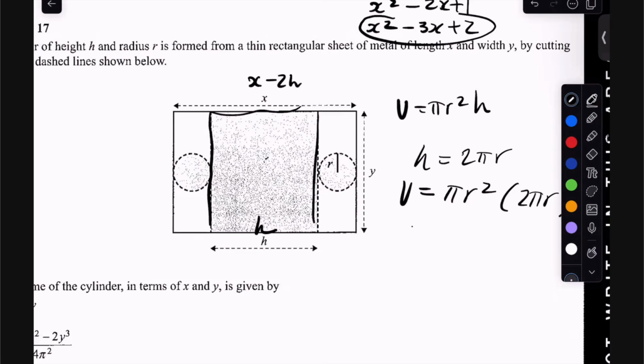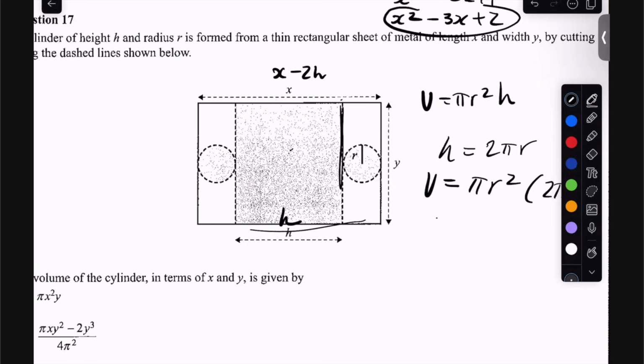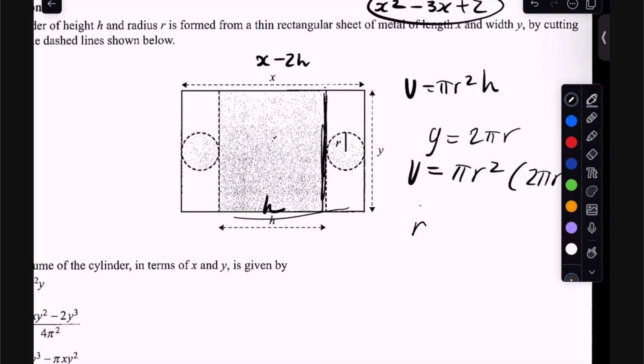Here, they're cutting along the dashed lines, which means they cut like that, and they cut like, so they cut out the sheet, of course, and then it makes sense that they rotate it this way so that the cylinder comes and this makes the top. So actually, the length y is going to be the circumference. So y is equal to 2 pi r. That means r is equal to y over 2 pi.